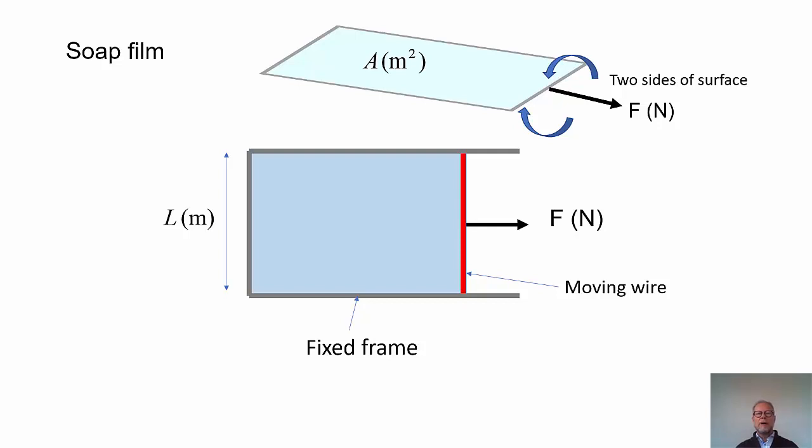And we will make a mind experiment to understand a bit more about the forces involved. So we have a fixed frame here. We have a soap membrane, a soap film in between the frame and the moving wire. And we start moving the wire. And this is associated with a certain force, F.